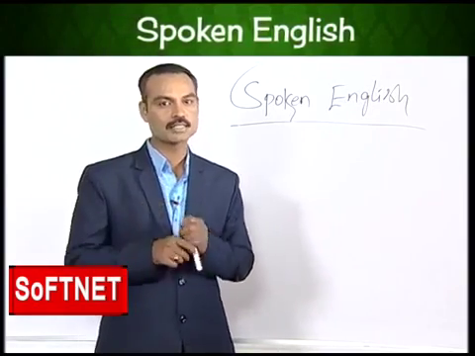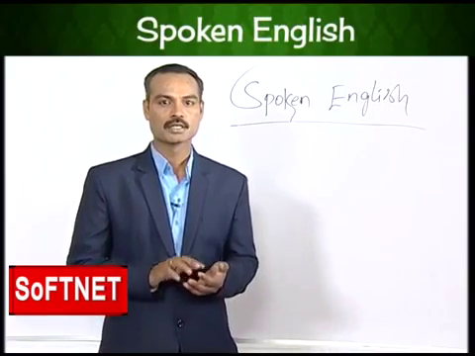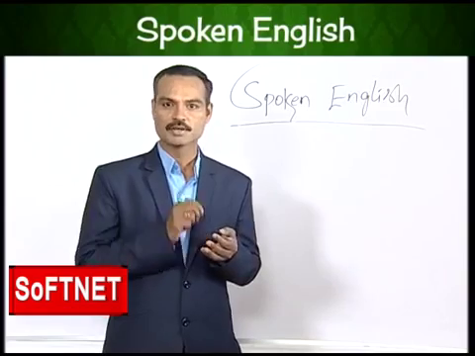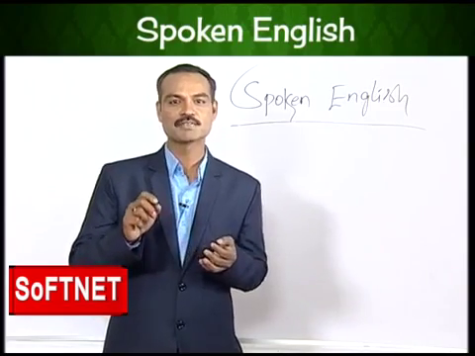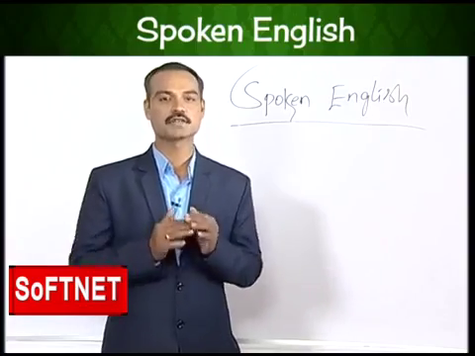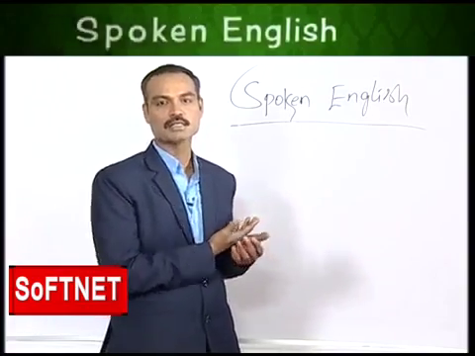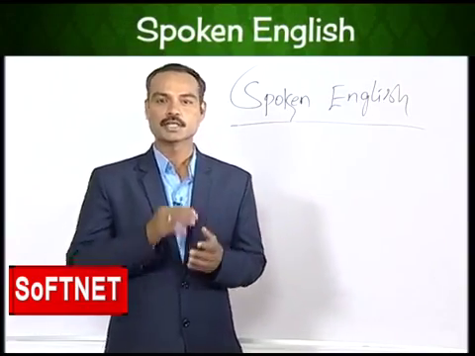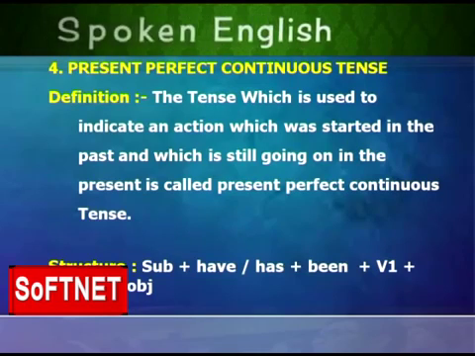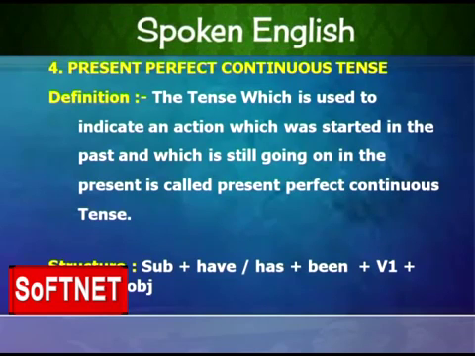This is the fourth tense in present. In present there are four tenses: simple present, present continuous, present perfect and present perfect continuous. So this is the fourth tense. Okay, let's see what is the definition of this tense. You can see in this slide there is a beautiful definition. The tense which is used to indicate an action which was started in the past and which is still going on at the time of present is called as present perfect continuous tense.